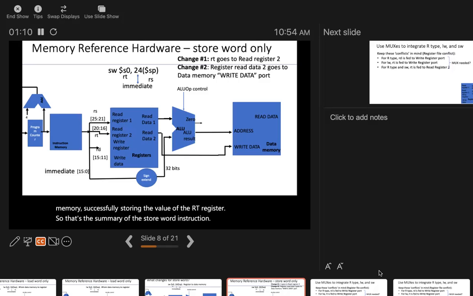For the next 2 to 3 minutes, the partner sitting on the right should explain the store word instruction hardware to the partner sitting to the left. If the partner to the right is still a little bit confused, the partner to the left should help out.